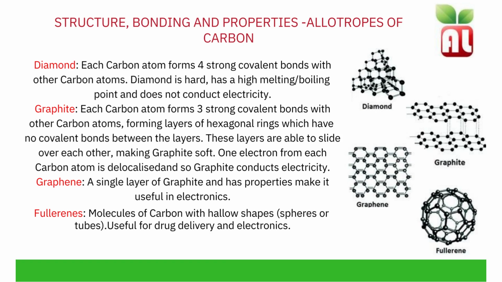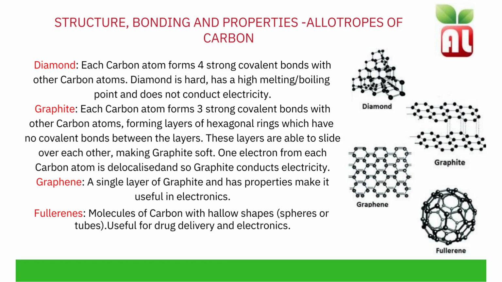Graphite. In graphite, each carbon atom forms 3 strong covalent bonds with other carbon atoms, forming layers of hexagonal rings which have no covalent bonds between the layers. These layers are able to slide over each other, making graphite soft. 1 electron from each carbon is delocalized, and so graphite conducts electricity.